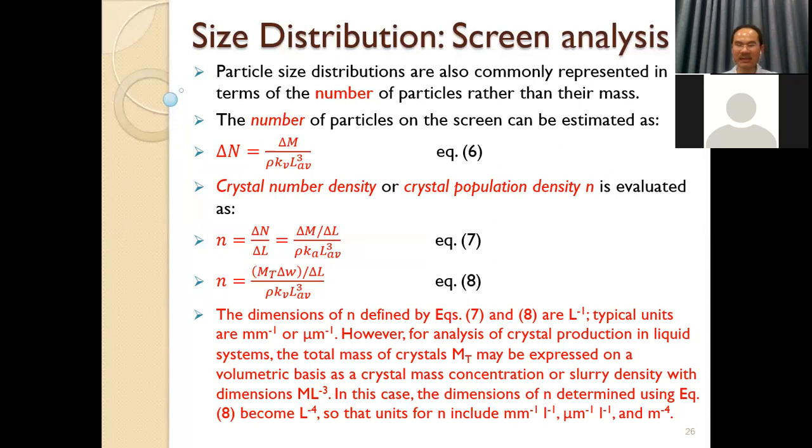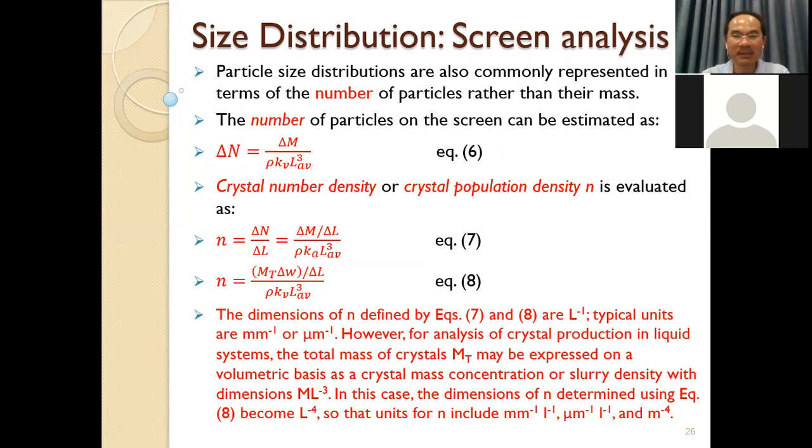Because I told you earlier, the crystal is generated from the clear solution. The kinetics by which the crystal is generated from the clear solution, we call nucleation. Nucleation means we consider in terms of number of crystals. Okay, in this slide, we show you how to study the number.